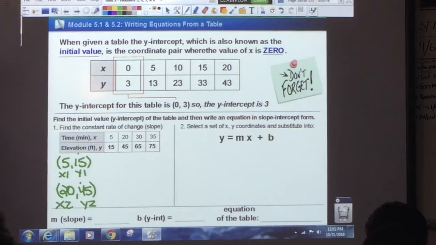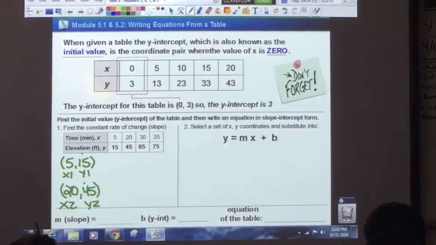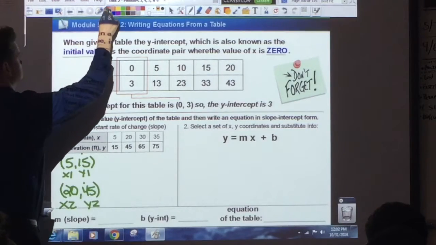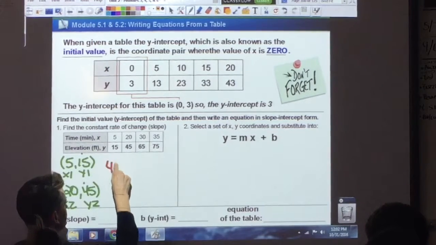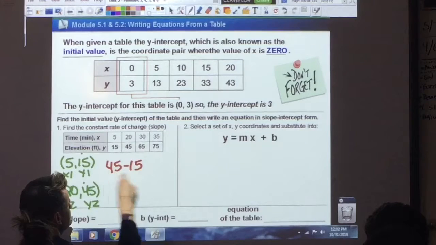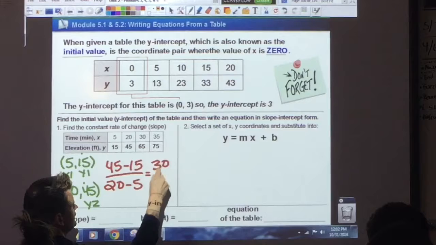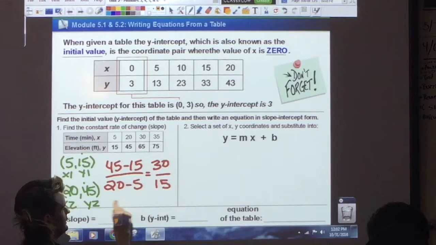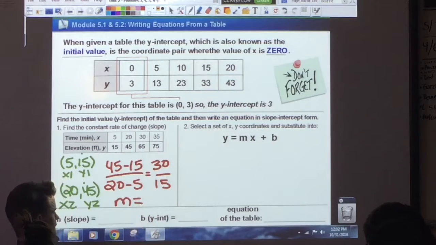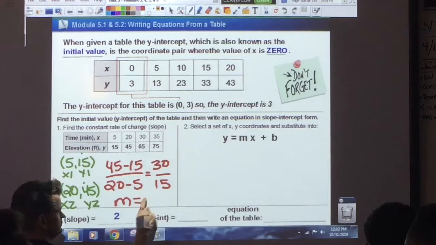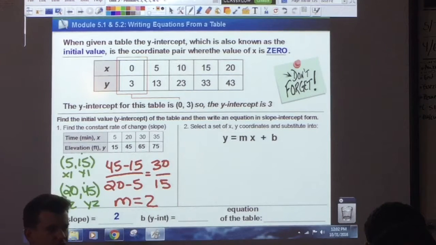Okay. Sergio, tell me what is going into my formula. How would I write it? 45 minus 15, and then 20 minus 5. That gives me 30 over 15. So my m equals what? 2. My m equals 2.